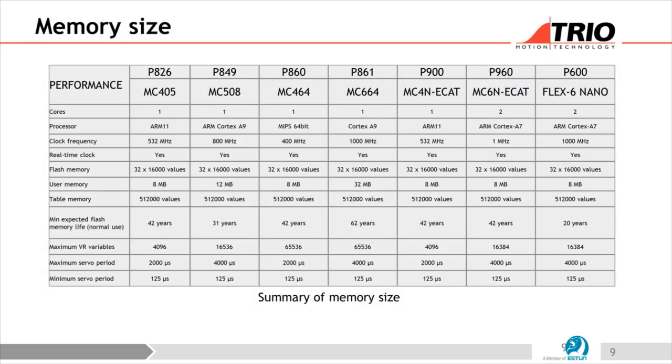And then the different memory sizes are mentioned here. They all have the same table size, so they've all got 512,000 table values. And the flash memory is all the same, so you can save the same number of table flash pages. The VR is different though, that's the main thing really. You've got different maximum VRs: 4096, 16536, 65536, across all of those.